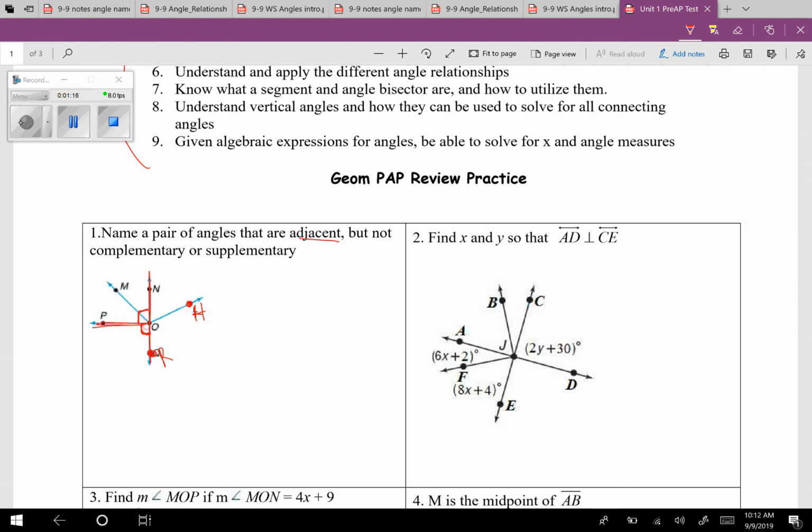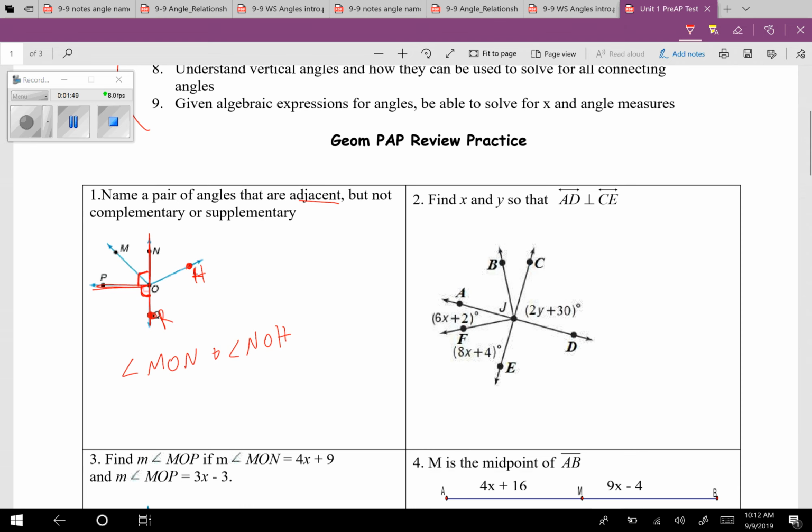So we can use though MON. So angle MON and angle here NOH. Okay, because we know over here NOH that's not 90 because this line is not going out at 90 degrees. So MON and NOH, though that would be a pair of angles that are adjacent but they're not complementary and not supplementary.